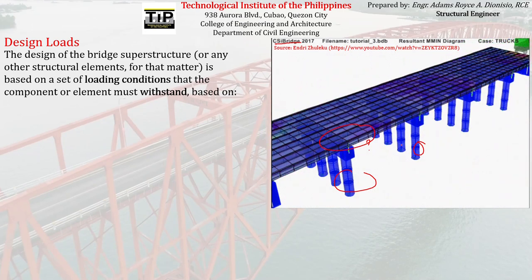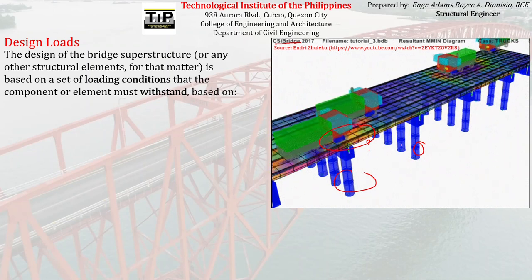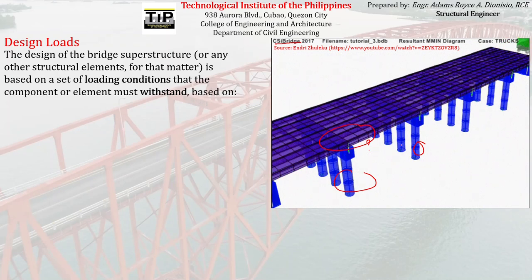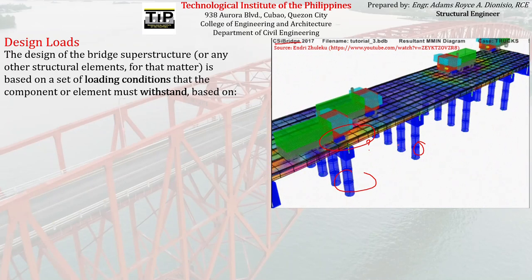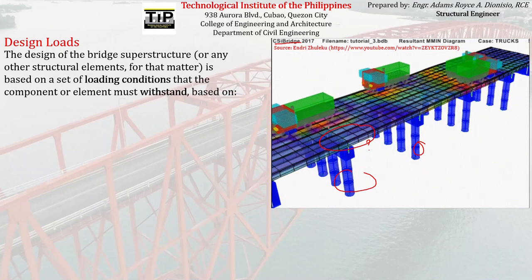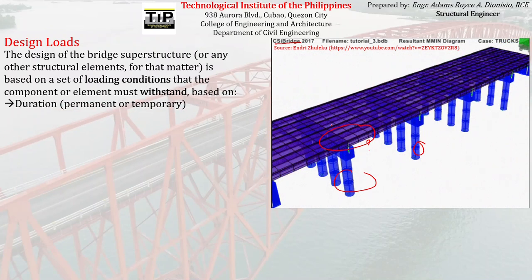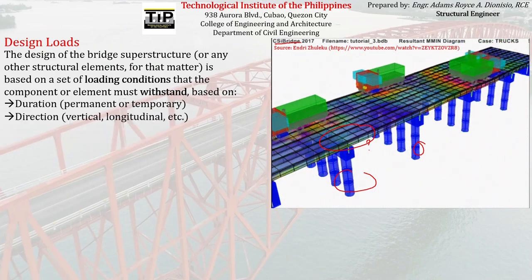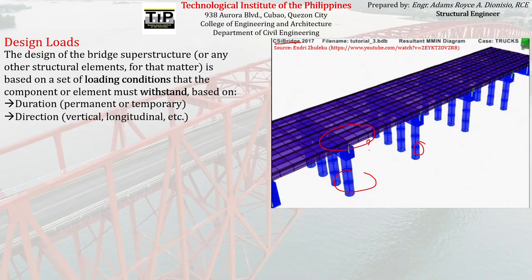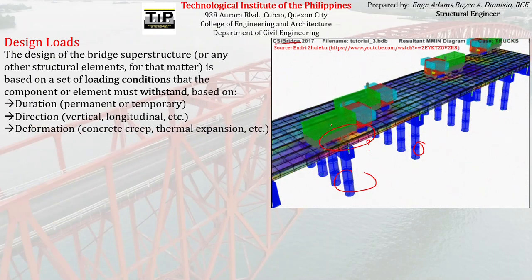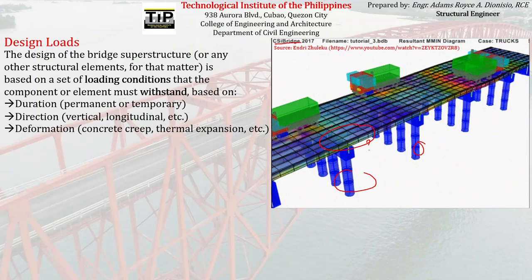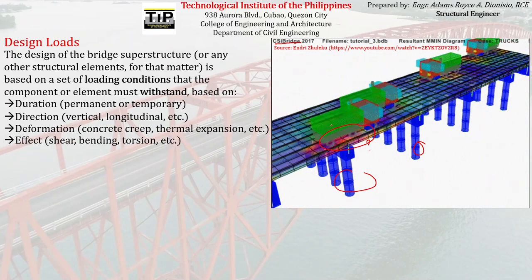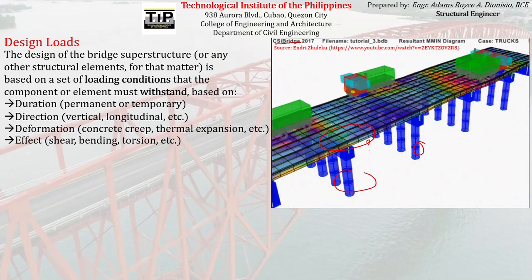Okay? You can see here that the design of the bridge superstructure or any other structural elements for that matter is based on a set of loading conditions that the component or element must withstand based on number one, duration, whether they are permanent or temporary, based on direction, whether they are vertical or longitudinal, based on deformation like concrete creep, thermal expansion, etc. based on effect, whether it is shear or bending or torsion or etc.